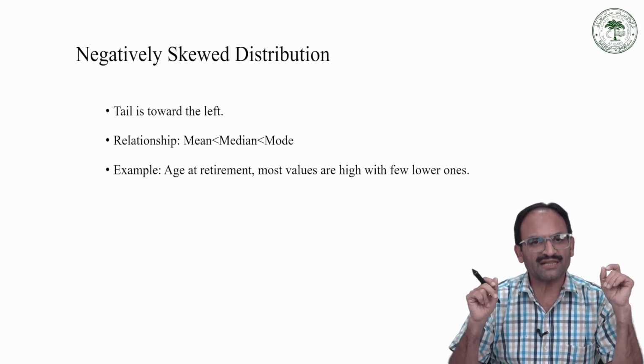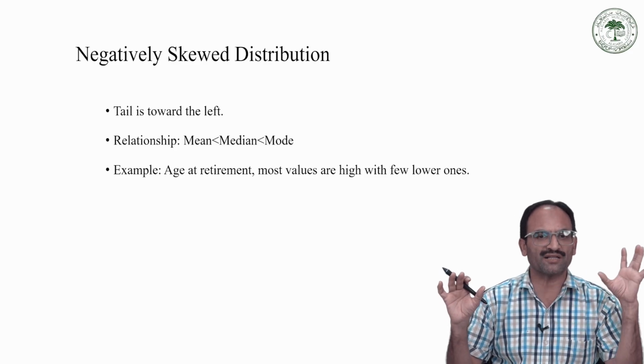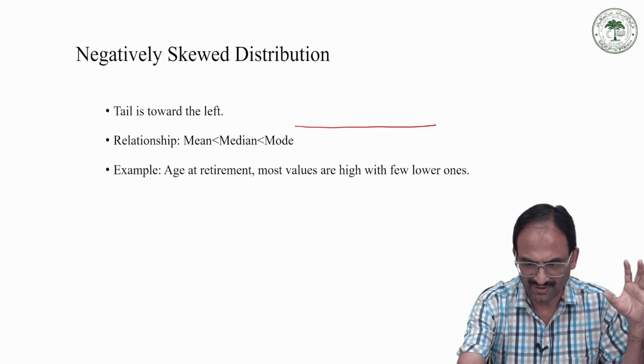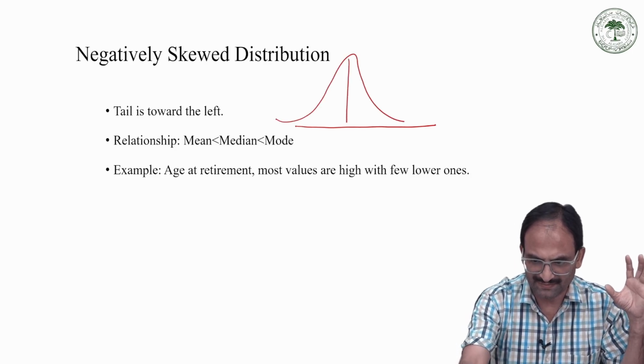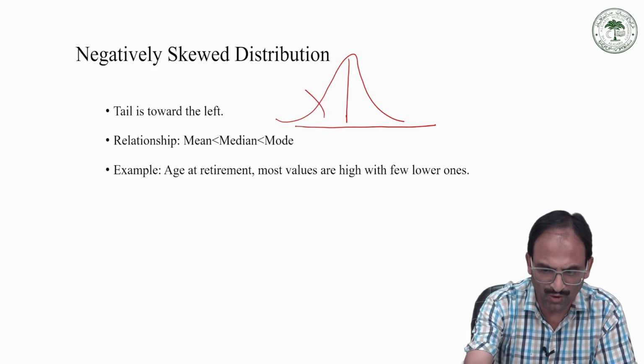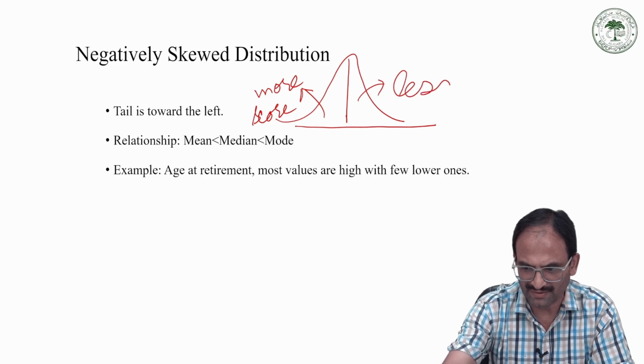So remember, in the negatively skewed distribution, the tail is toward the left. So what does it mean? Let me write something like that. Tail is toward the left means more scores are here and less scores are here.